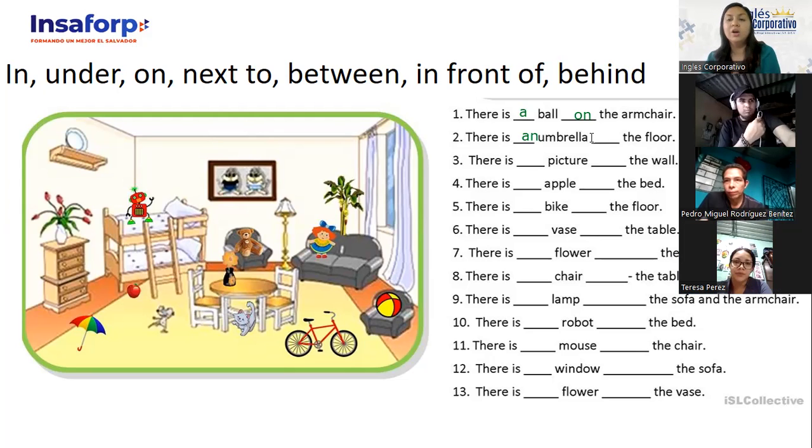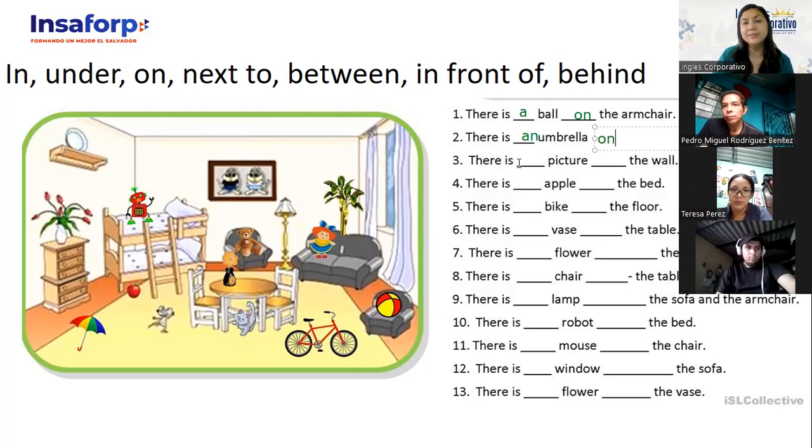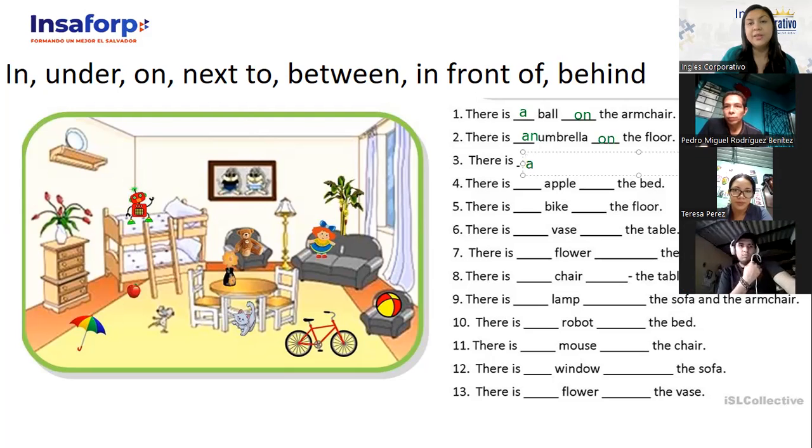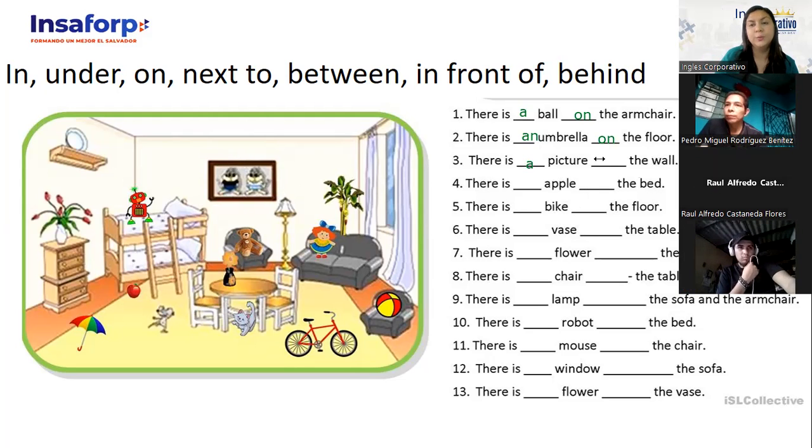On the floor. On the floor, yes, Teresita. Number three, there is a picture. There is a picture. It's a picture. On the wall. On the wall.